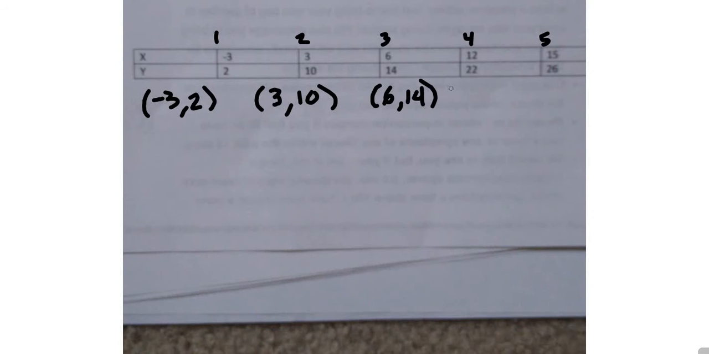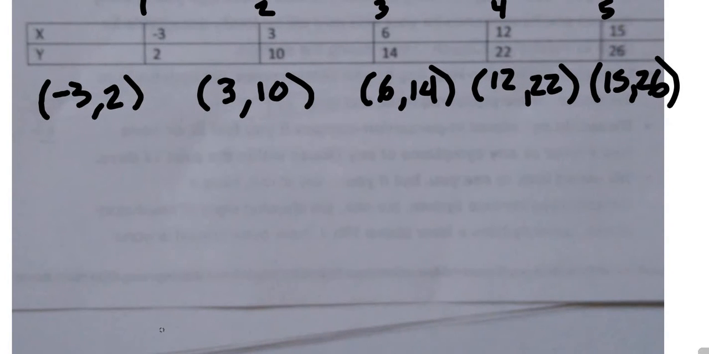This would be point 1, point 2, point 3, point 4, and point 5. All right, so we're going to be finding the ordered pairs. So we have an x-coordinate -3, +2, and then we have +3, +10, +6, +14, +12, +22, and +15, and 26.